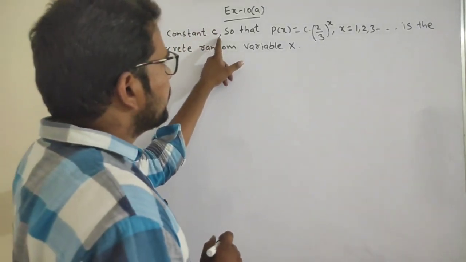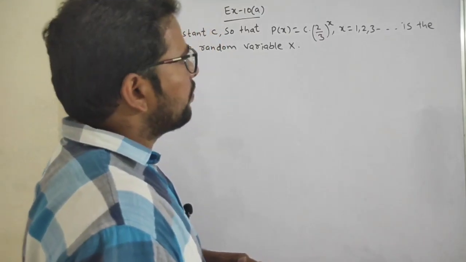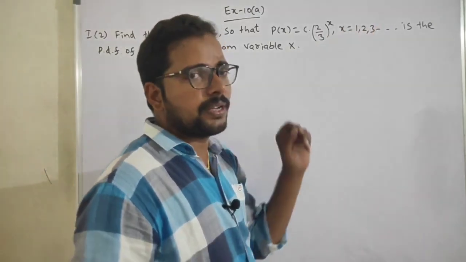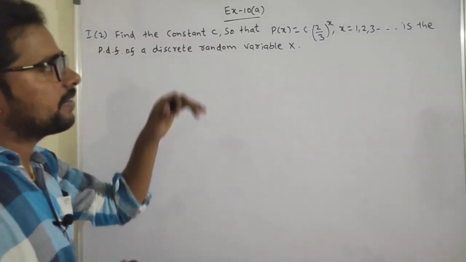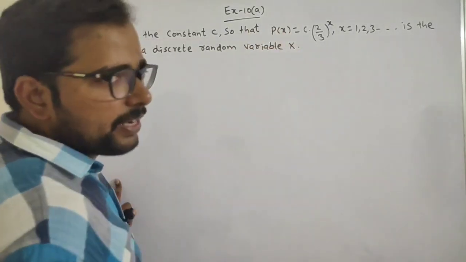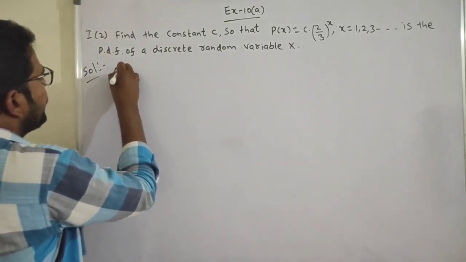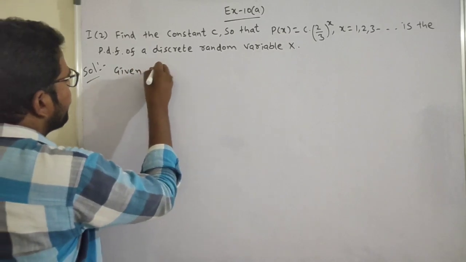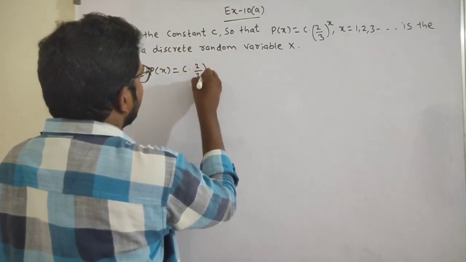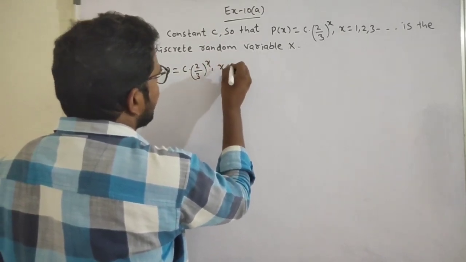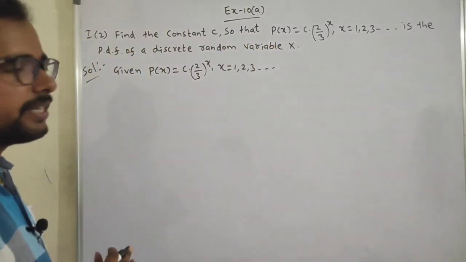Find the constant c so that p of x is equal to c into (2 by 3) whole power x, x is equal to 1, 2, 3 and so on, is the probability distribution function of a discrete random variable x. We have to find the value of c. So what is the given function? Given p of x is equal to c into (2 by 3) whole power x. What are the x values? x is equal to 1, 2, 3 and so on.